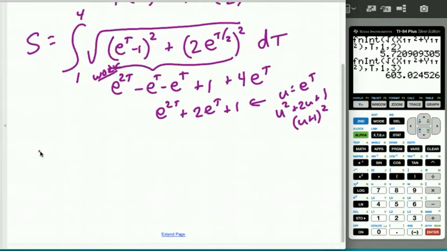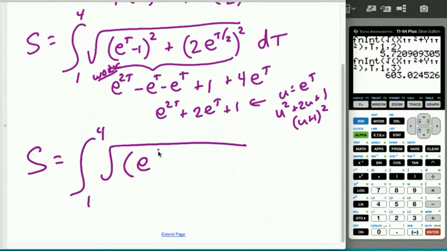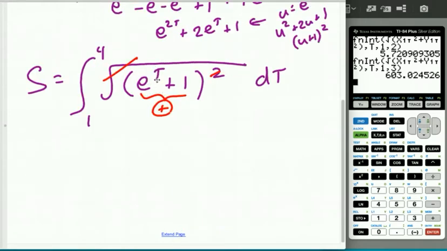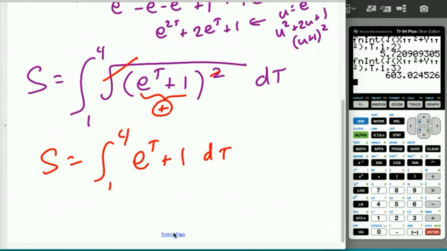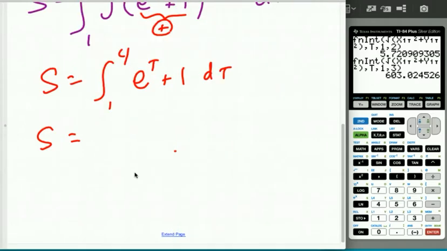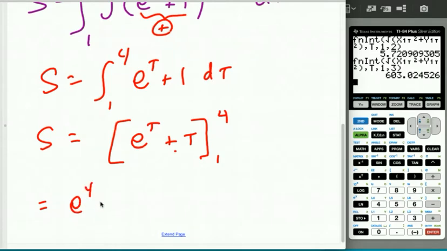And that's really what this usually boils down to, is that this is a perfect square inside a square root. And that's usually the trick with these, is that these two cancel. I know this is a positive quantity, so I don't need the absolute value because e to the t is already positive, and then I'm adding 1 to it. So this ends up being the integral from 1 to 4 of just e to the t plus 1, which I can do by hand. So again, that's usually the trick with these arc length ones. So this integrates to e to the t plus t from 1 to 4. So I'm going to get that my answer is e to the 4th plus 4 minus e to the 1st plus 1.